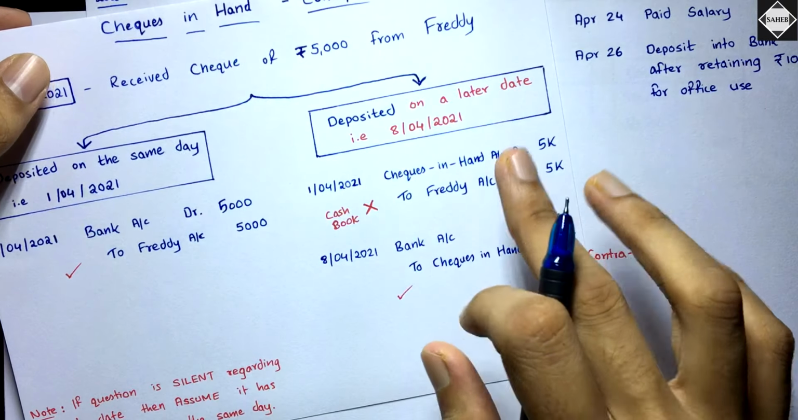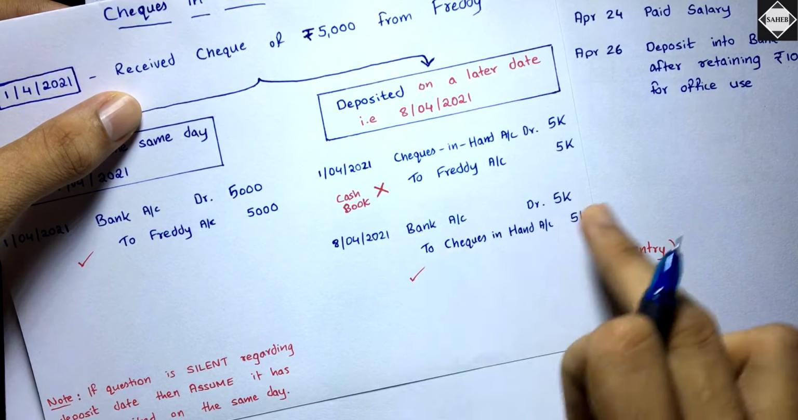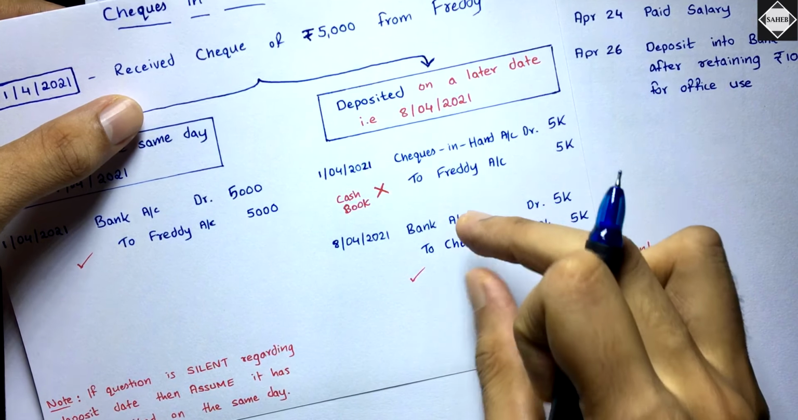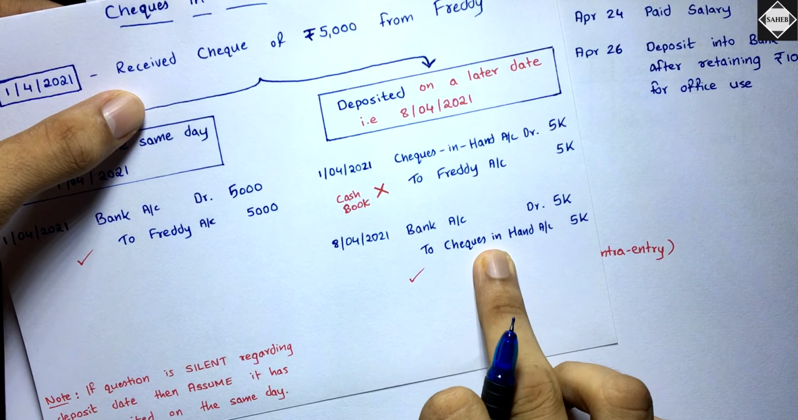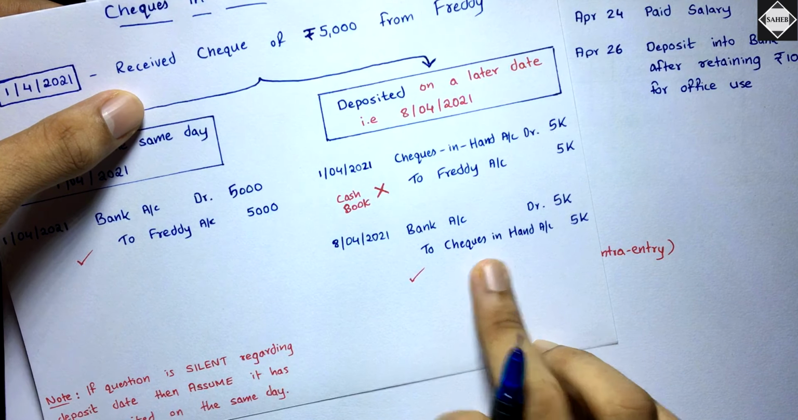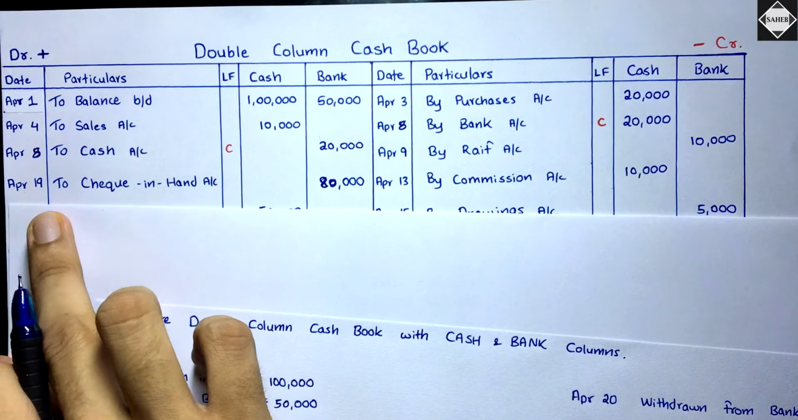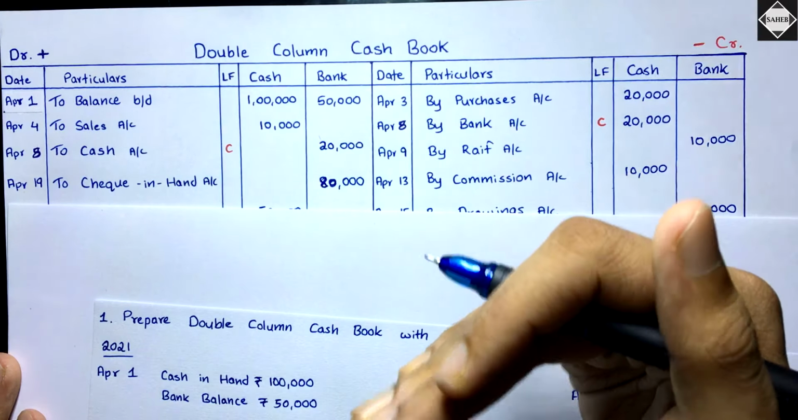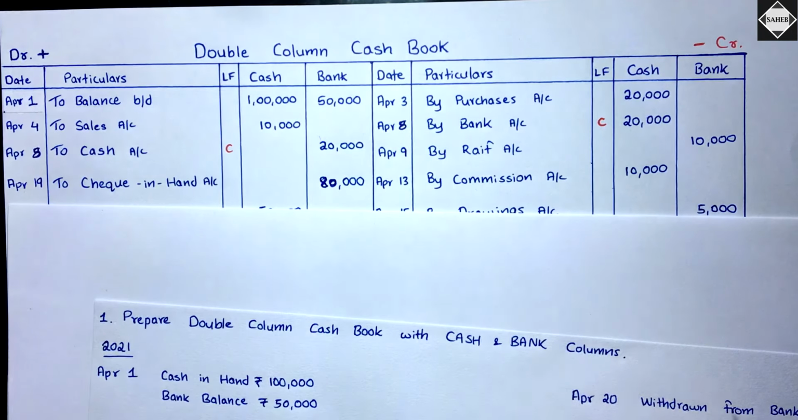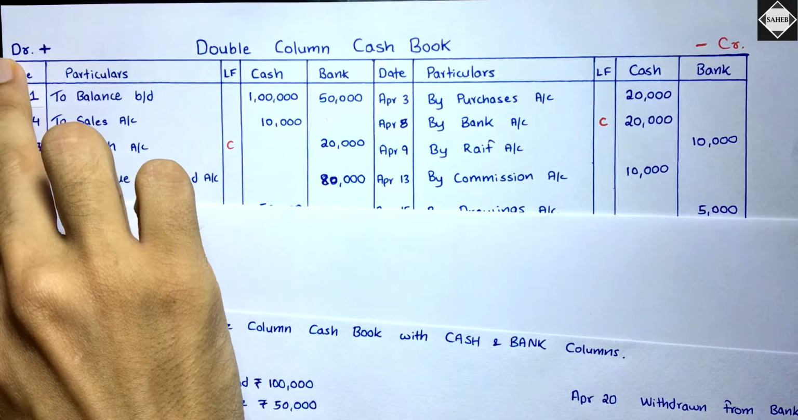This was conceptual. Now here, on April 19, what will happen? On April 19, this sort of recording, not this exact entry, but a recording with the same effect, will be done in the cash book. What is that? Checks in hand account has to be credited to cancel it. I will show you now. See here, on April 19, the bank balance has increased. You have got the check and you deposited the check on April 19, so your bank balance increased. See here, bank account debit 80,000.